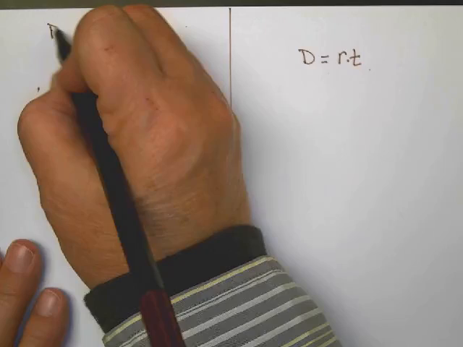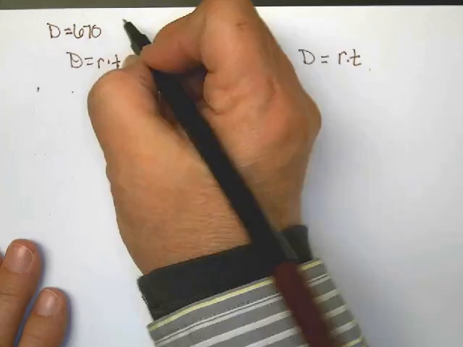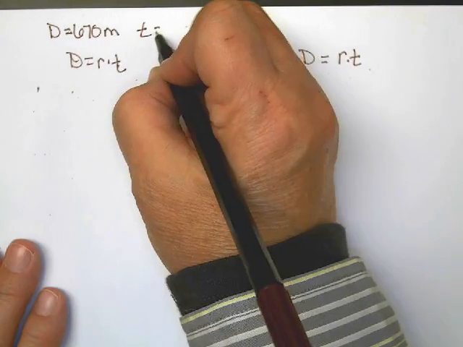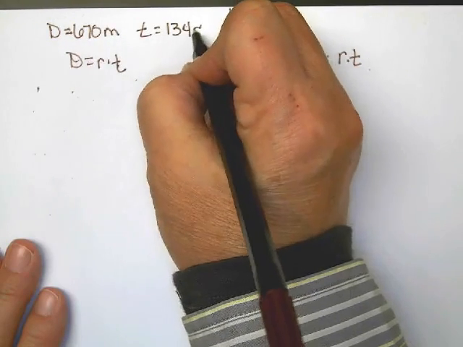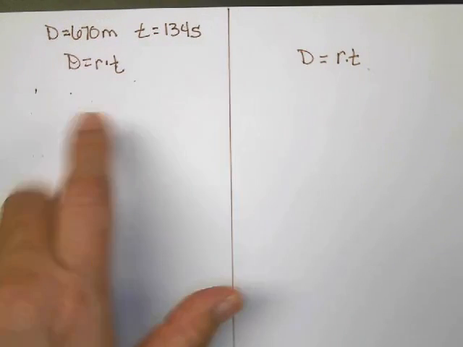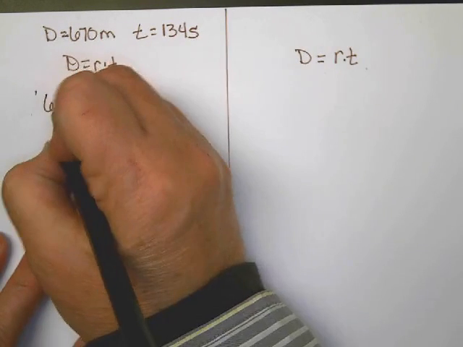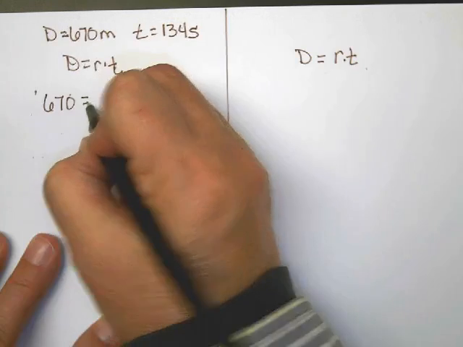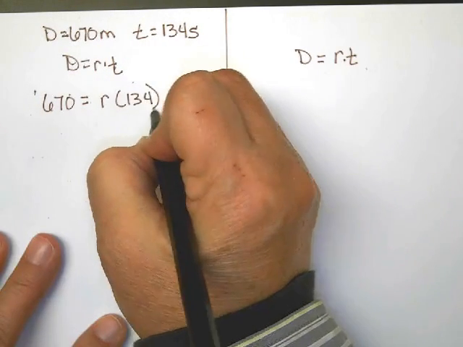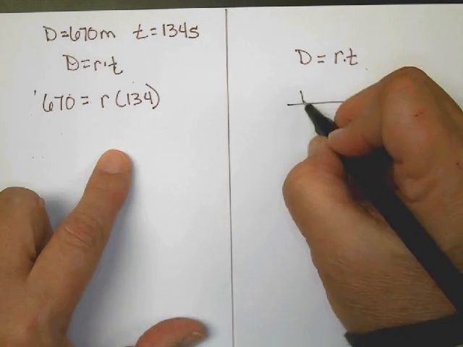So if I tell you that the distance is 670 meters and the time is 134 seconds, then I know that I can plug those numbers in for D and substitute them in for T. So I have 670 equals R times 134. Well, I don't have anything to plug in here, so I'm just going to bring that straight down.